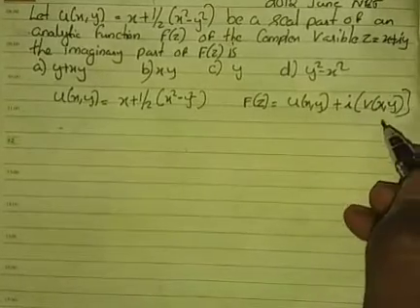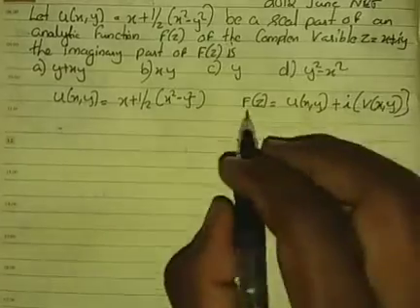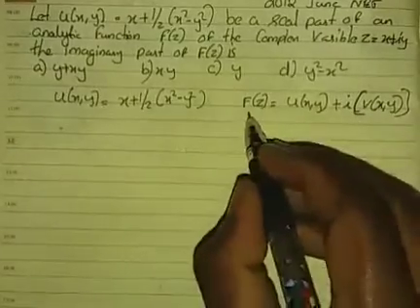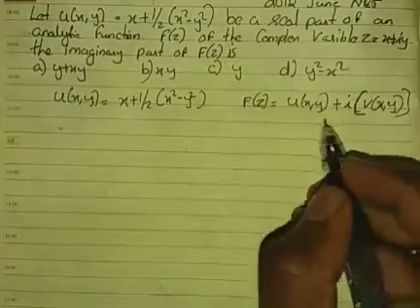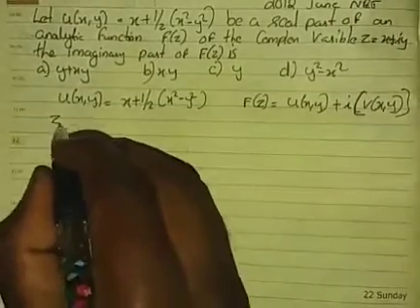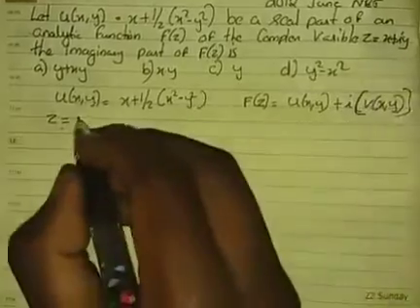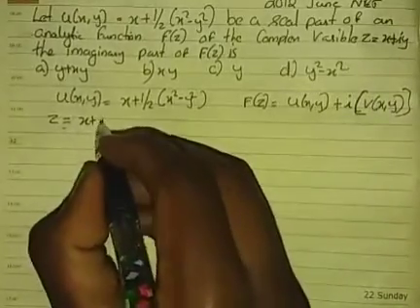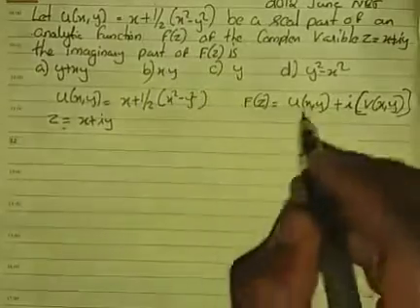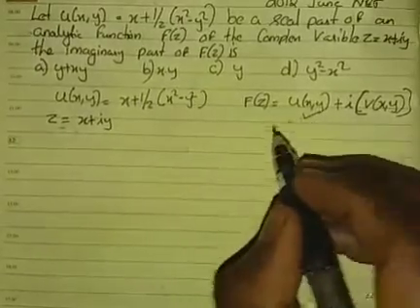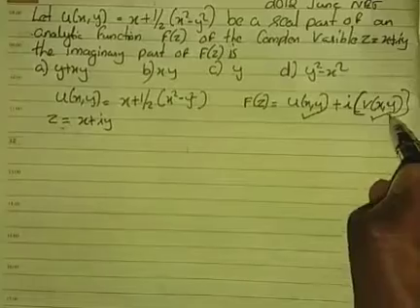Okay, so which is also a function of x and y, and what we have is f of z right there, which is a complex function, and we have the complex variable defined as z is equal to x plus iy. Okay, what we need to find out is the imaginary part. So we know the real part and we need to find the imaginary part.